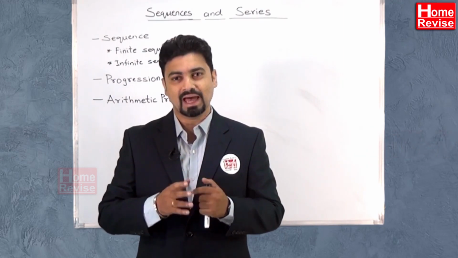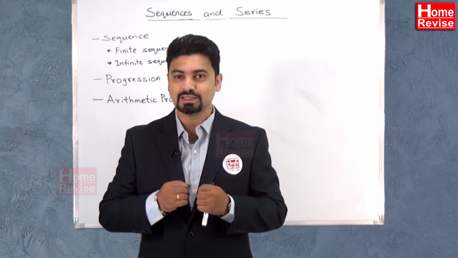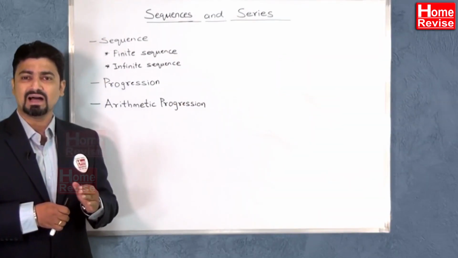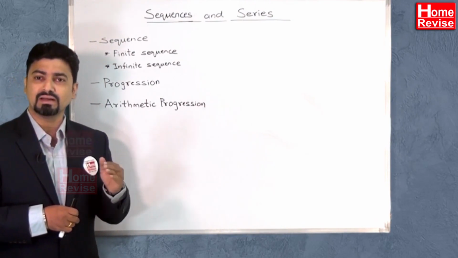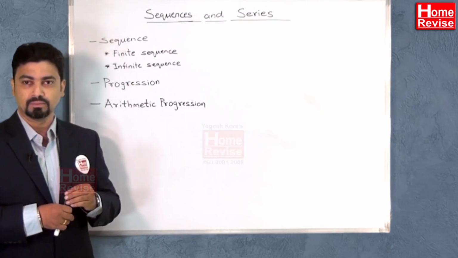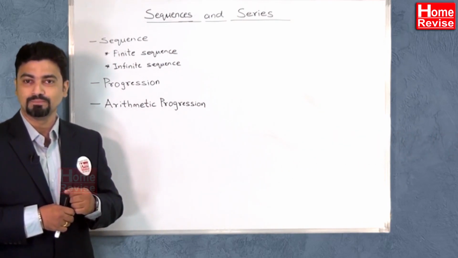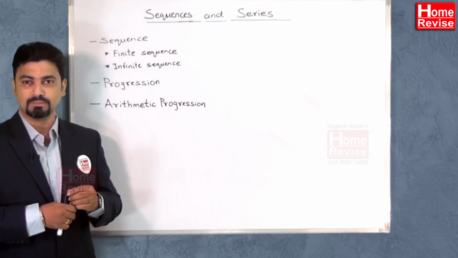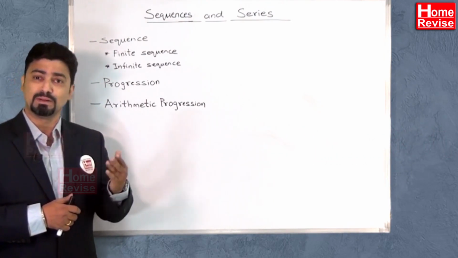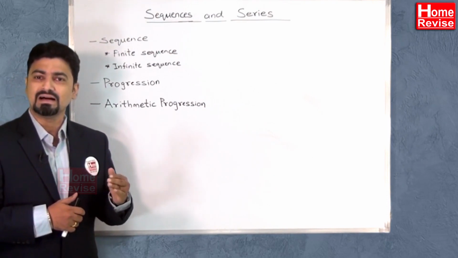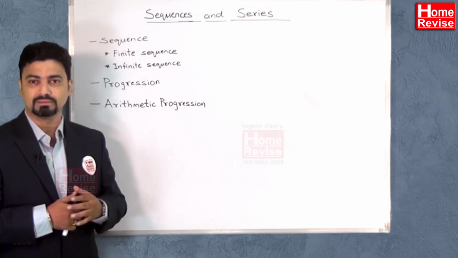So let us understand what do you mean by sequences. Sequences are any series of numbers written one after the other in a definite pattern. For example, natural numbers. For example, all the even numbers written from smallest to largest. Maybe also we can write multiples of 10. All these are sequences where the numbers are arranged in a definite pattern.